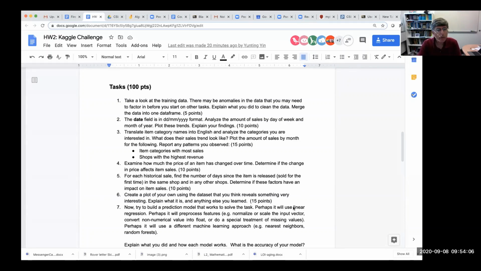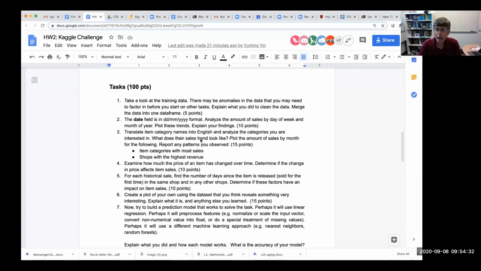I want you to, for number 6, create a data set, a visualization that shows us something interesting about this data. I claim there is going to be something very interesting in that data. There are going to be many things that if you start to play with it and learn with it, you will see something. I want you to make a plot that tells us something very interesting about the data set.